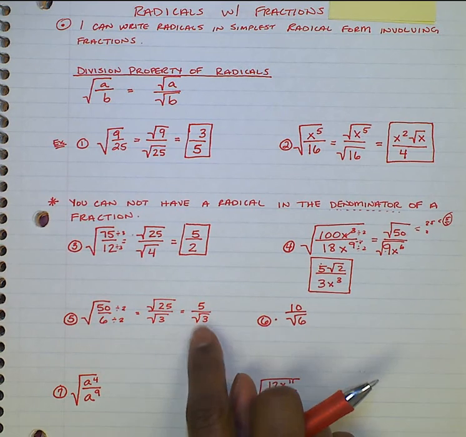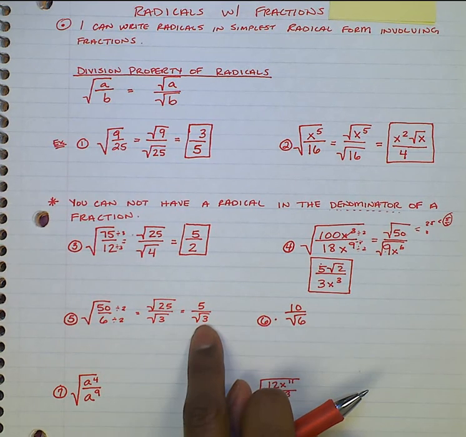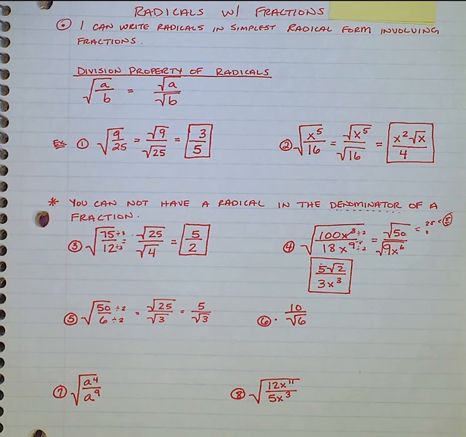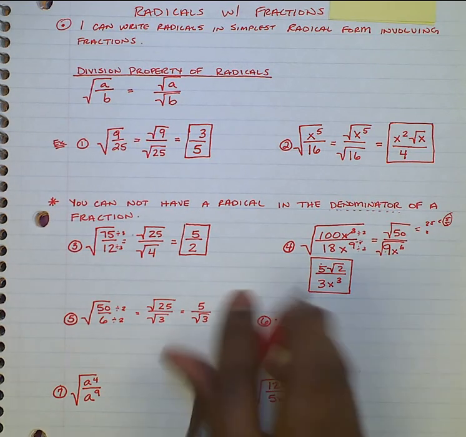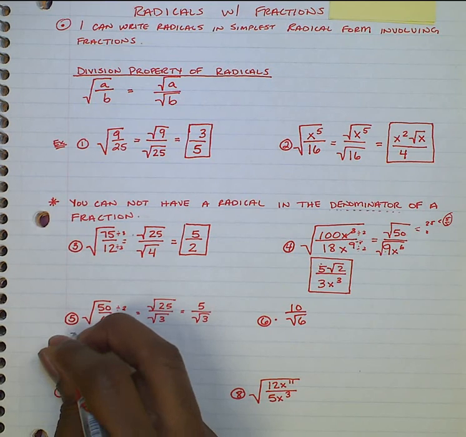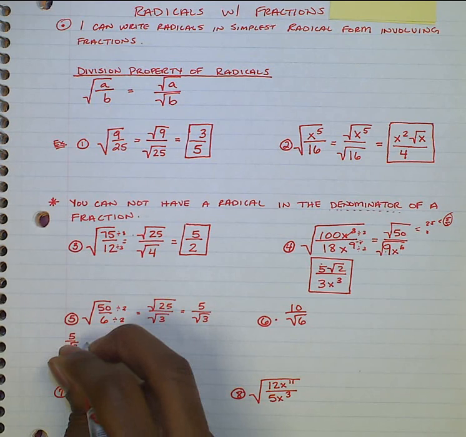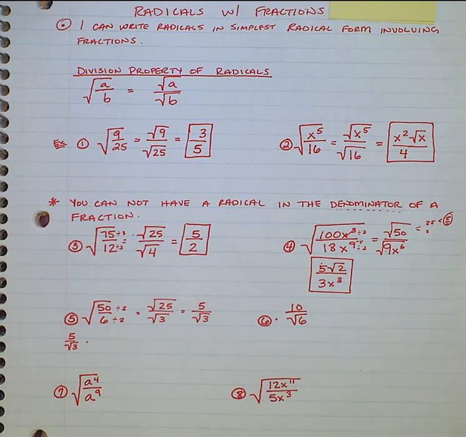This cannot be my final answer. It can't be my final answer because I have a radical in the denominator, and as I said, you cannot have a radical in the denominator of a fraction for your final answer. How do we get rid of it? So I'm going to introduce you to fancy 1. I have 5 over radical 3. Like I said, you can't have a radical in the denominator. Why? Because they say you can't.